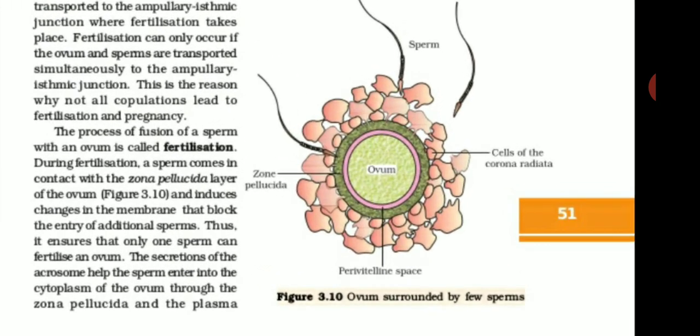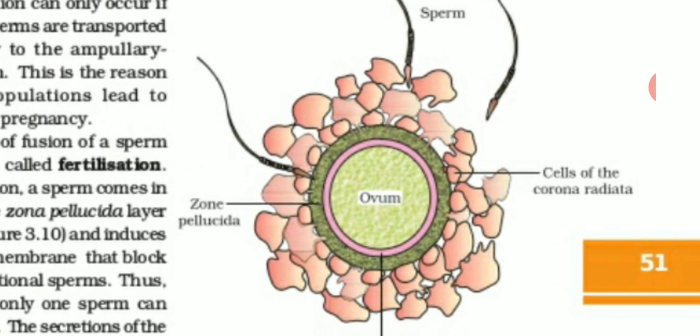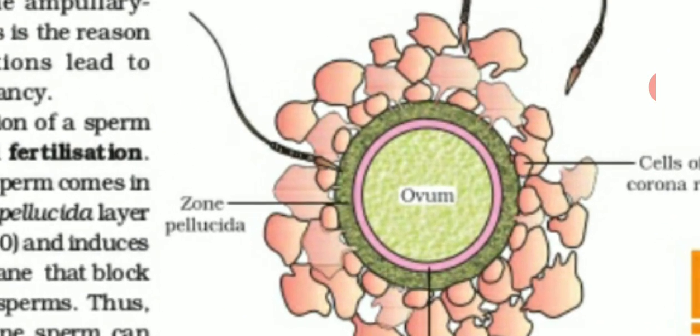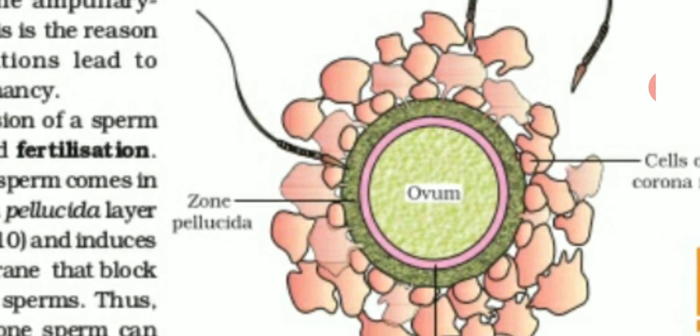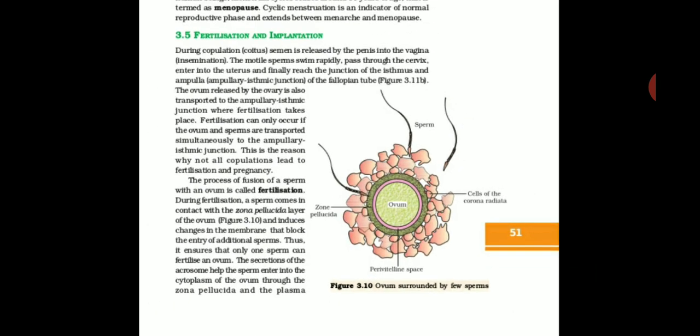तो ये जो structure है, it is a structure of ovum. You can see here the membrane, green color membrane. It is just mentioned here. So this is called zona pellucida. Zona pellucida membrane क्या करती है?